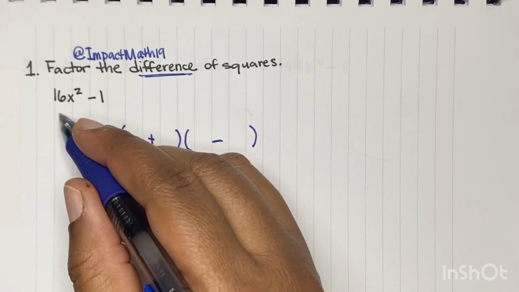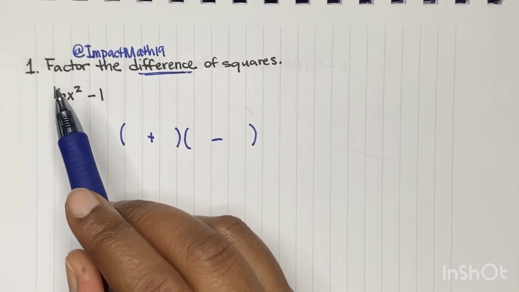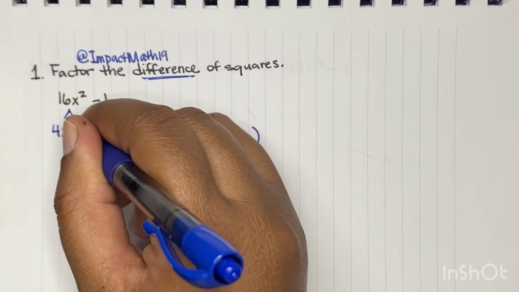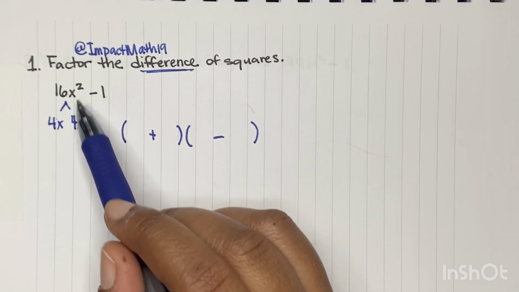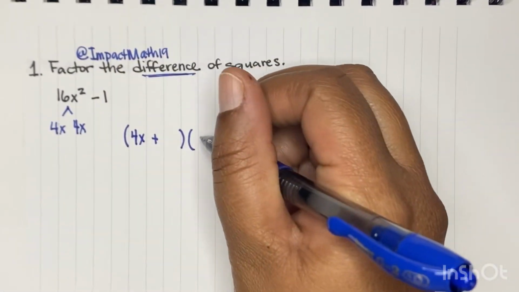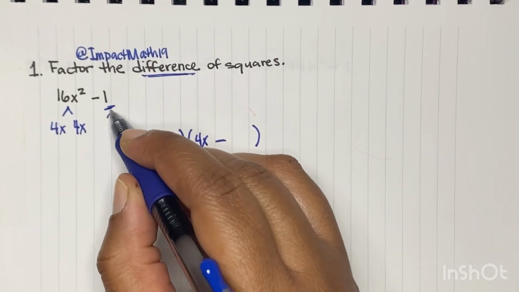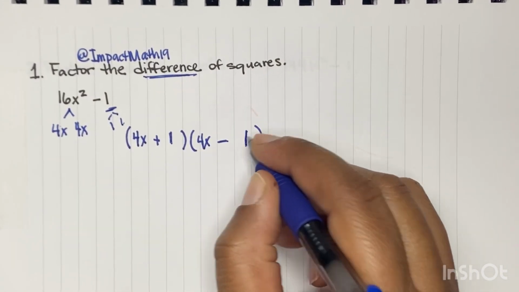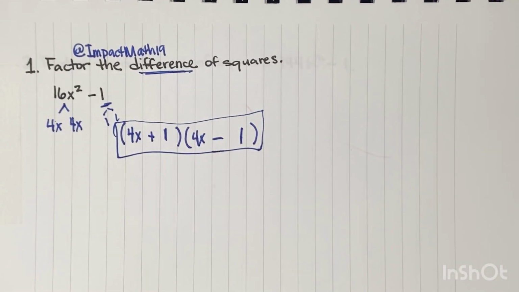Now, what we're asking ourselves is, what times itself can give you 16x squared? Well, a 4x times a 4x will give us 16x squared, because 4 times 4 is 16, x times x is x squared. So we put that here, 4x and 4x. Then over here, we ask ourselves, what times itself will give us 1? Well, 1 times 1 will give us 1. And this is how you factor a difference of squares.